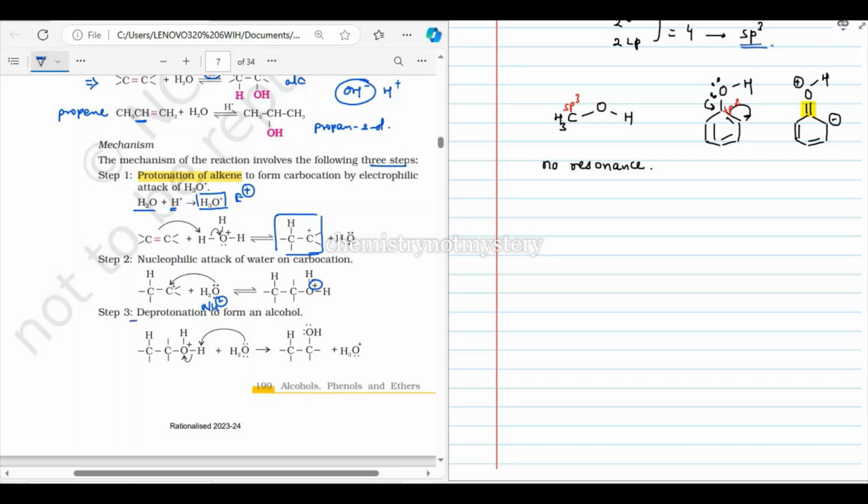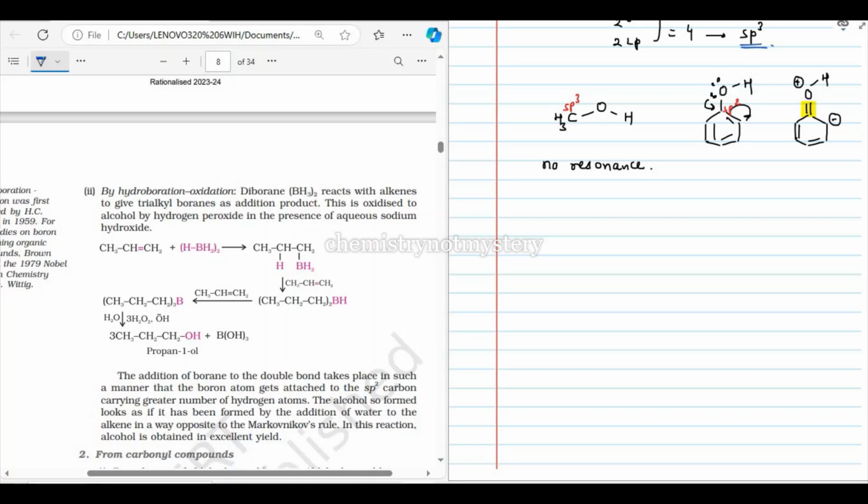So in the third step, deprotonation takes place. So water removes H plus ion from this cation and as a result of it, alcohol is formed and H3O plus ion is regenerated. As the H3O plus ion is regenerated, which is used in the first step, it is a catalyst. Now come to the second method.